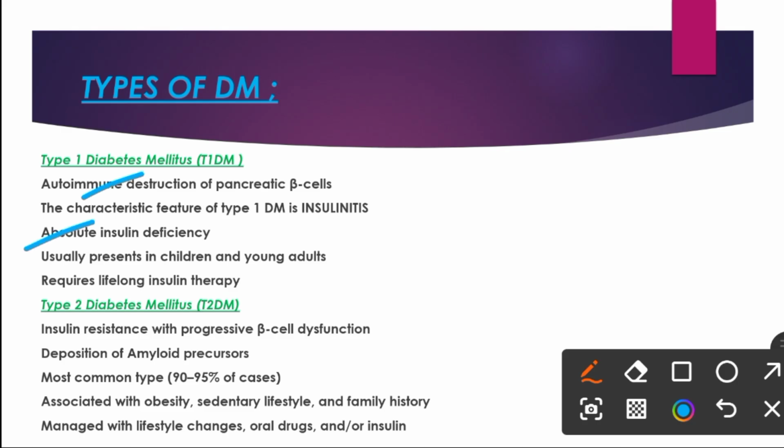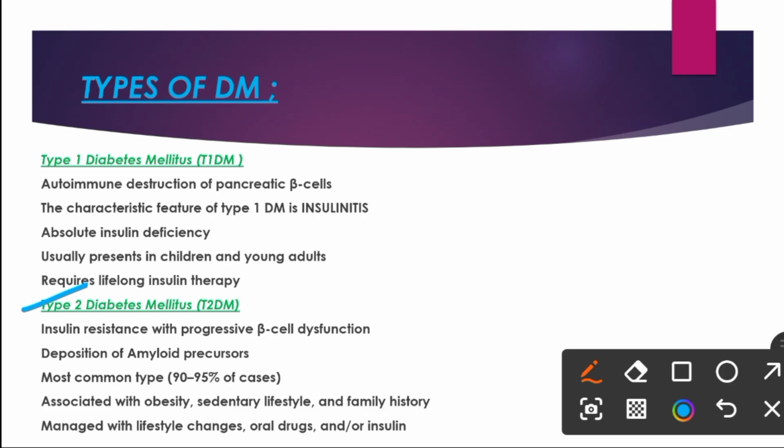So there will be absolute insulin deficiency in a type 1 diabetic patient, and hence such a patient will require lifelong insulin therapy. Type 1 diabetes is more common in children and young adults, and the characteristic feature of type 1 diabetes is insulitis.